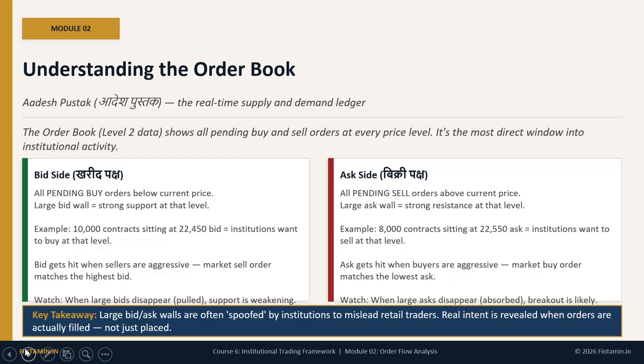Here is the critical warning. Institutional players sometimes spoof. That means placing large orders they have no intention of filling to create the appearance of support or resistance. When price approaches, they cancel the order. Real institutional intent is only revealed when orders are actually executed and filled, not just placed. Always combine order book reading with time and sales data. The actual trade tape.